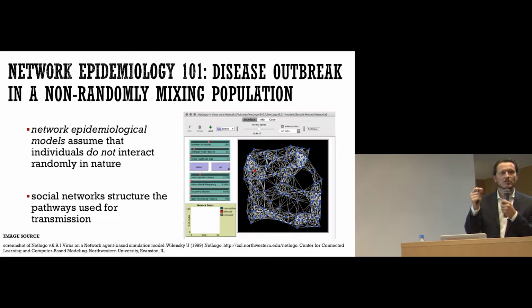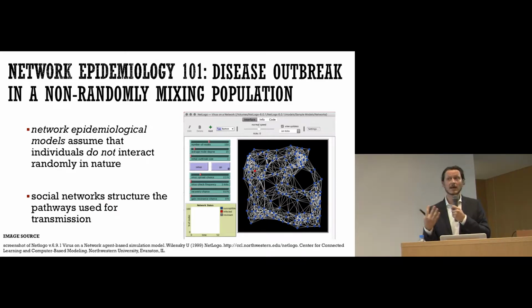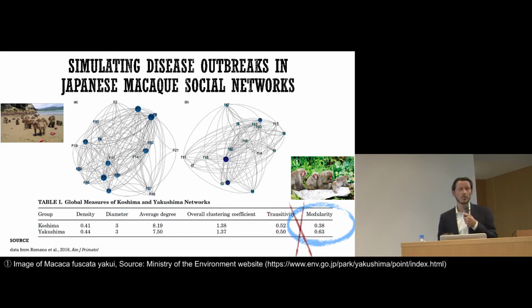So we must understand social networks, how complex they are, what style they are, if we want to understand how things spread, information but also disease. So back to Japanese macaques. As a complex primate, they form complex social networks. This is a social network from Koshima in Miyazaki. This is a social network from Yakushima. They look almost the same, with one big difference, and it's here.